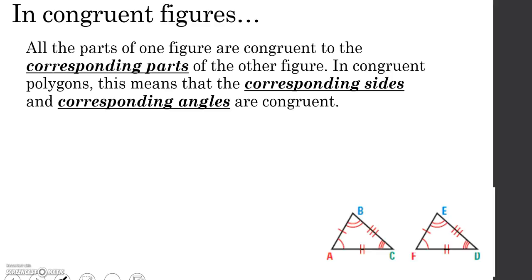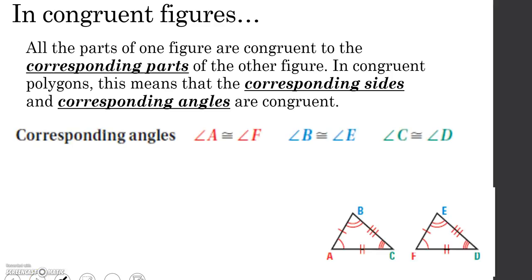When you're dealing with congruent figures, there are the same number of sides and an equal number of corresponding parts for angles. So all parts of one figure are congruent to the corresponding parts of the other figure. In congruent polygons, this means that the corresponding sides and corresponding angles are congruent. If I tell you these two triangles down here on the right are congruent, you can see by all those markings that those three angles and those three sides are all the same. And so what we can actually do is list those out if we wanted to.